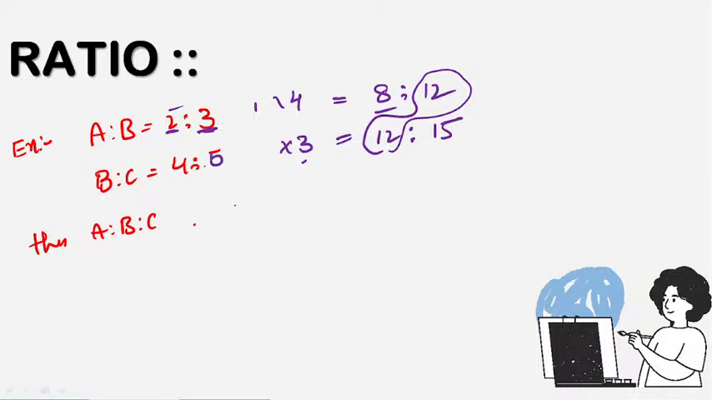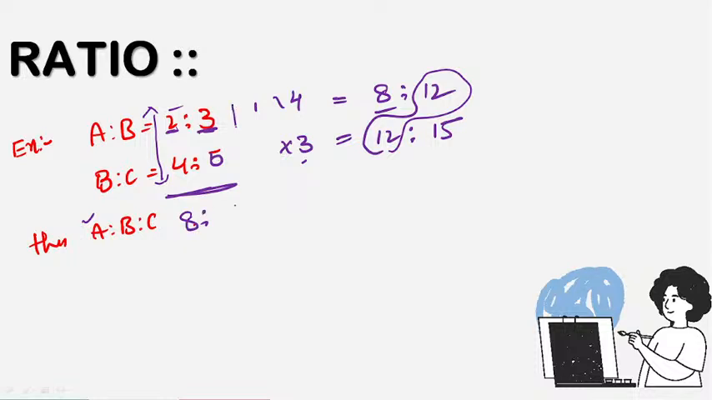Okay, so C value is how much? 5. Look at the screen, guys. If you want to find out the A value or first value, multiply the left hand side numbers. 2 4s are 8.